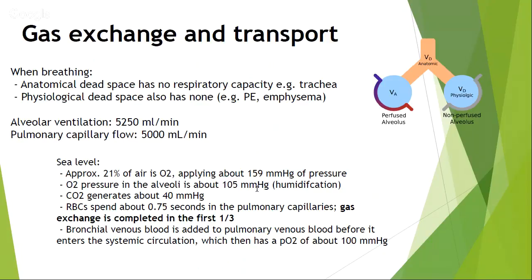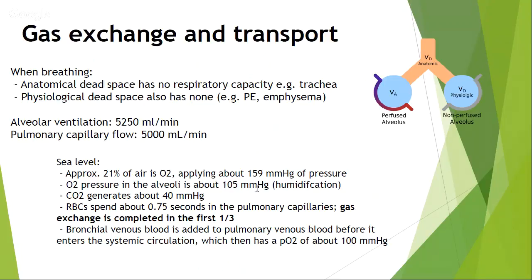In terms of gas exchange, you have anatomical dead space, so no respiratory capacity, but it's normal, like your trachea. And you've also got physiological dead space, which is where there should be gas exchange occurring, but there isn't in this particular instance because of pathology. So, for example, with pulmonary embolism or emphysema.